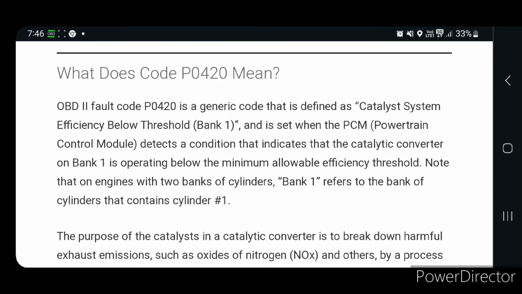Let's see. OBD2 fault code P0420 is a generic code that is defined as catalyst system efficiency below threshold, bank 1, and is set when the PCM, powertrain control module, detects a condition that indicates that the catalytic converter on bank 1 is operating below the minimum allowable efficiency threshold. Note, in an engine with two banks of cylinders, bank 1 refers to the bank of cylinders that contains cylinder number 1.